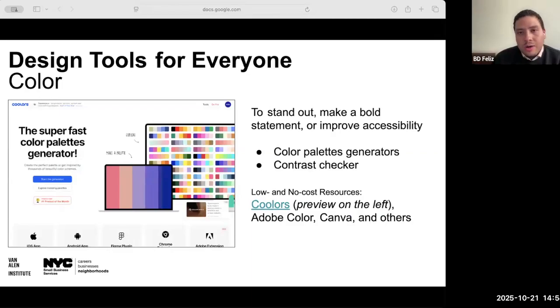Another great resource: color, right? Color is super important when it comes to branding, and when it comes to how organizations and individuals and businesses present themselves. It can be used to make a bold statement, to also make something more accessible. A great resource that I personally use often is Coolers, which you can use to develop color palettes. They have a color palette generator, and another neat thing about Coolers is also the contrast checker.